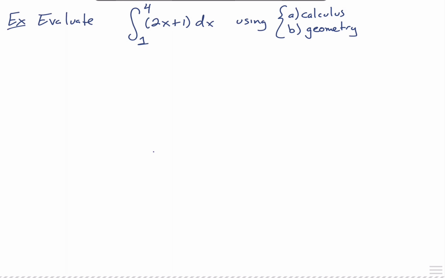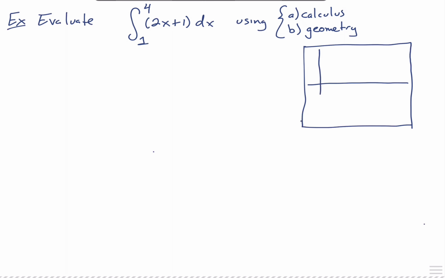Okay, so let's draw a picture here. We don't need a picture, but let's draw it anyways. So 2x plus 1. We're finding the area from 1 to 4. So 1, 2, 3. Let's see. So if I plug in 4, what do I get? 9, right? 7, 8, 9. Okay, 9. So 4, 9. And then if I plug in 1, I get 3, right?